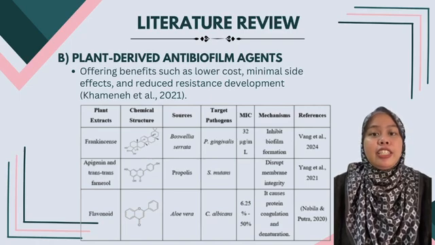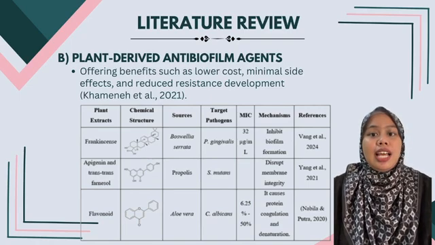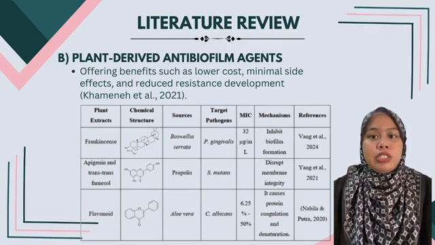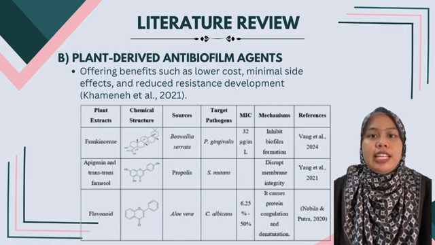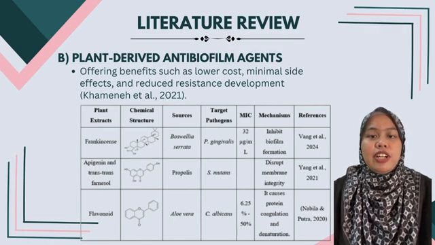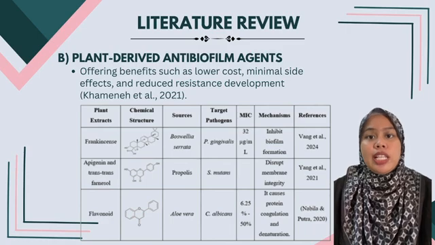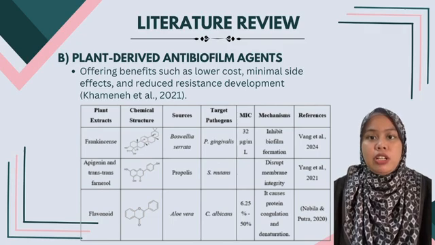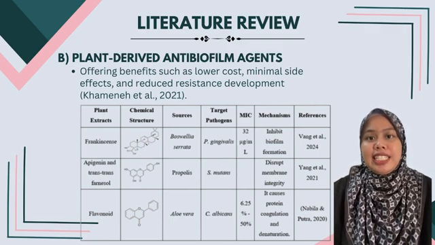Thus, plant-derived anti-biofilm agents, which include essential oils, flavonoids, and tannins, are effective against oral pathogens, offering benefits such as lower cost, minimal side effects, and reduced resistance development compared to synthetic counterparts. For instance, frankincense, extracted from Boswellia serrata, inhibits the biofilm formation by Porphyromonas gingivalis with a minimum inhibitory concentration of 32 microgram per milliliter. Their mechanism will be discussed later in this video.